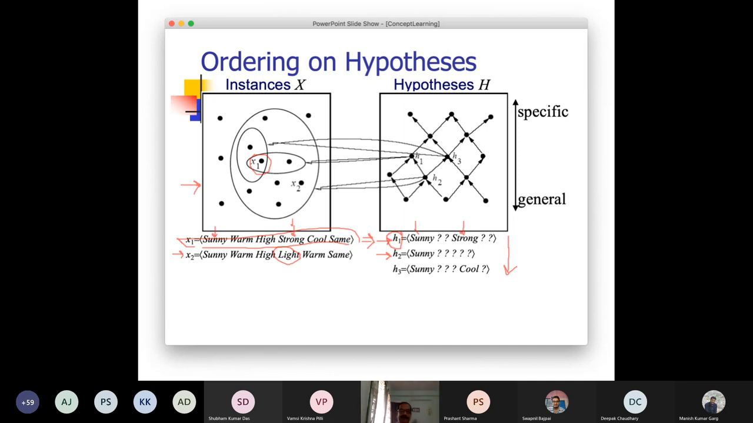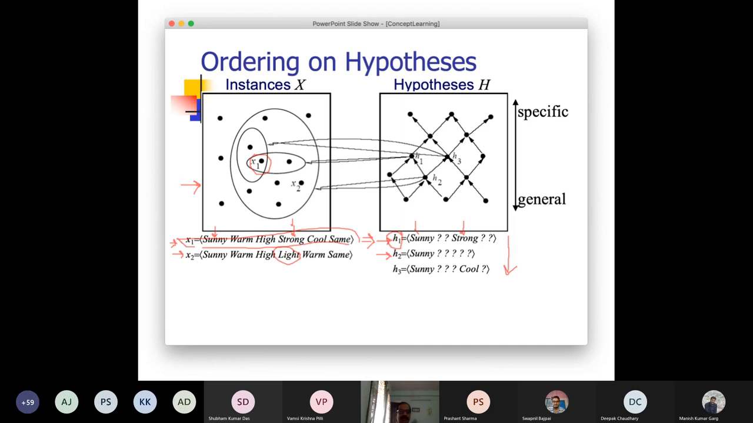So in that case, if I consider this particular data set X1, if my training example consists of X1 only, naturally H1 could be a hypothesis. But if my training example is X2, or X1 and X2, then both H1 and H2 could be possible hypotheses for X1.